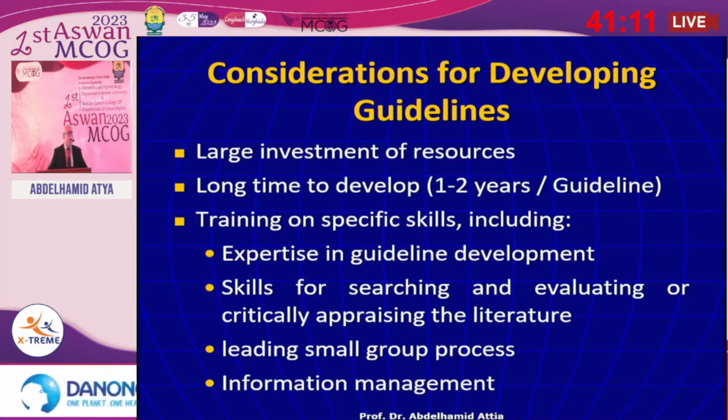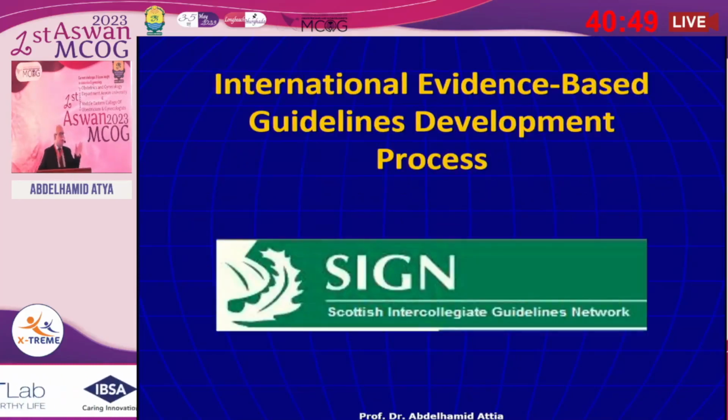They need trained personnel on specific skills, such as expertise in the guideline generation, skills in searching for the evidence, skills in evaluating and critically appraising the evidence, skills in working in small groups and leading small groups, and of course, information management. This is the Scottish Intercollegiate Guideline development process of the guideline, and this is an international process for developing the international guidelines. Let's see how rigorous and very important it is.